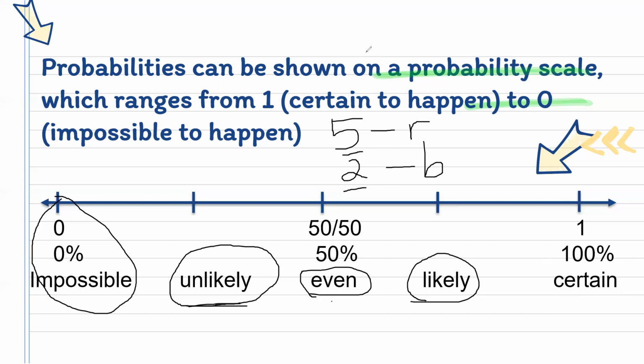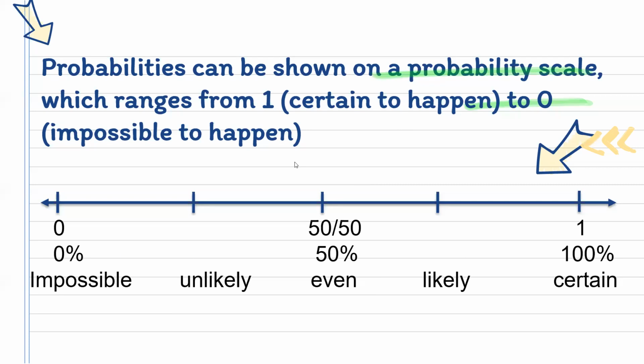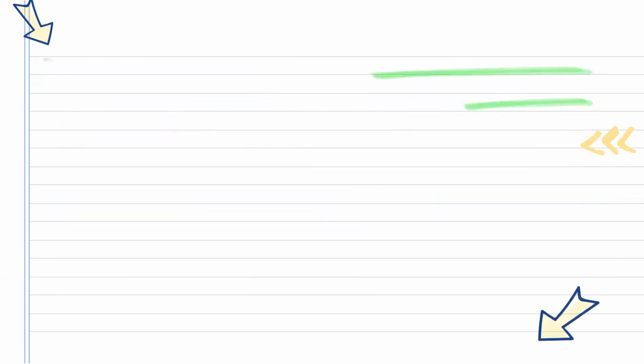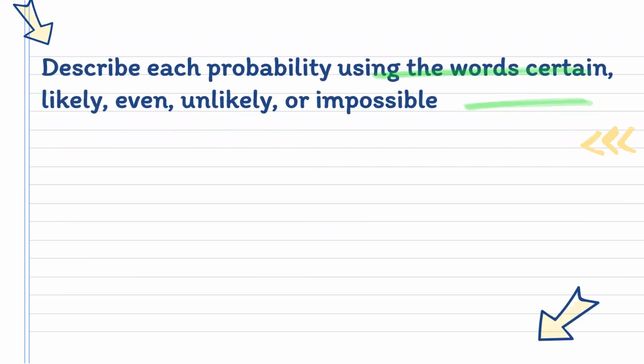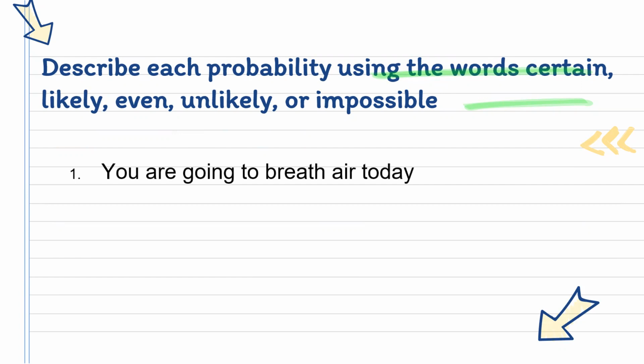So let's have the next one. Let's clear this up. Let's have the activity on describing the probability. For example, describe each probability using the words certain, likely, even, unlikely, or impossible. For number 1, you are going to breathe air today. So what do you think it is? Is it certain, likely, even, unlikely, or impossible?